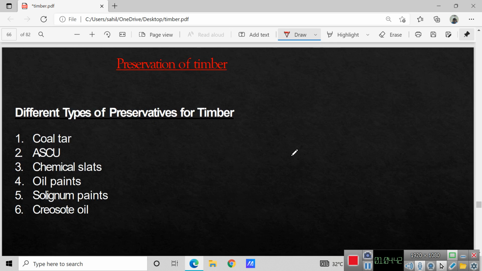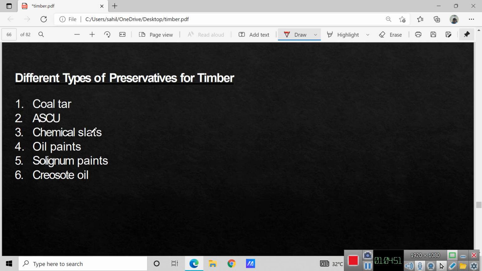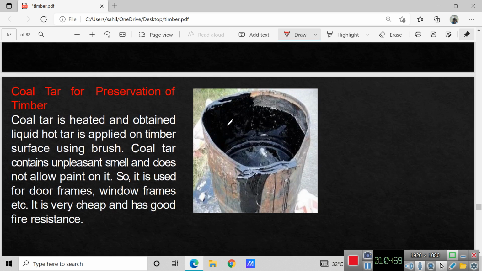Now another process is preservation of timber. Different types of preservatives for timber are present. That is coal tar, ASCU, chemical salts, oil paints, Olignum paints, creosote oil. Now, coal tar for preservation of timber. Coal tar is heated and the obtained liquid hot tar is applied on timber surface using a brush.